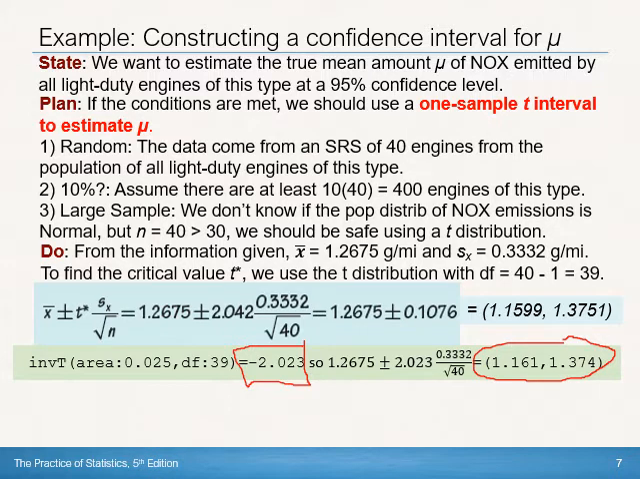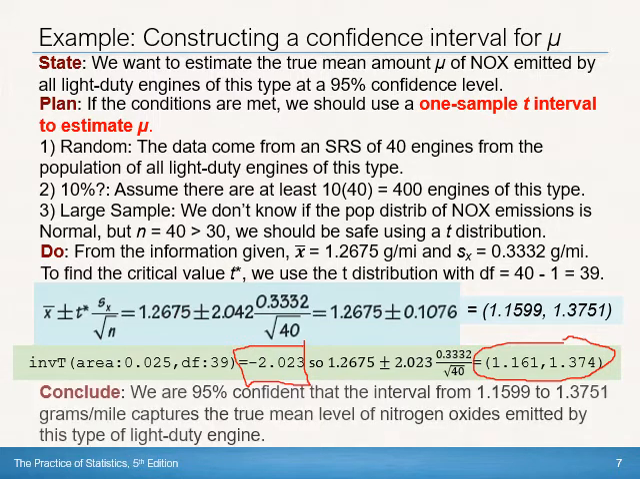All right. So we did our state, we did our plan, we did our do. The last thing is our conclusion, where we interpret the confidence interval. And so we are 95% confident that the interval, and I just used the first one, 1.14599 to 1.3751 grams per mile, captures the true mean level of nitrogen oxide emitted by this type of light-duty engine.